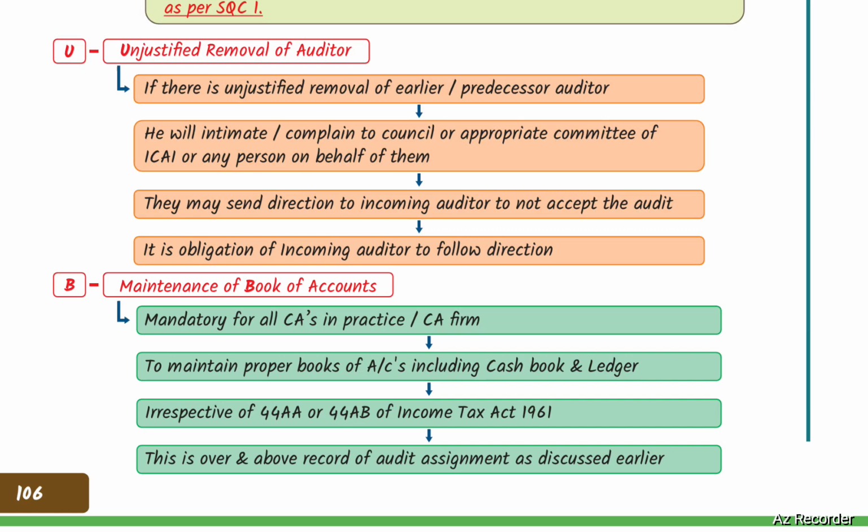Next, maintenance of books of accounts. It is mandatory for CAs in practice or CA firms to maintain proper books of accounts, including cash book and ledger, irrespective of 44AA or 44AB of the Income Tax Act 1961. This is over and above the record of audit assignments as discussed earlier.